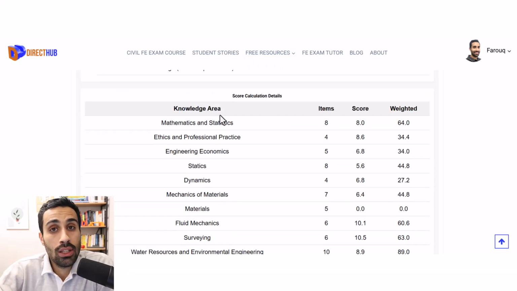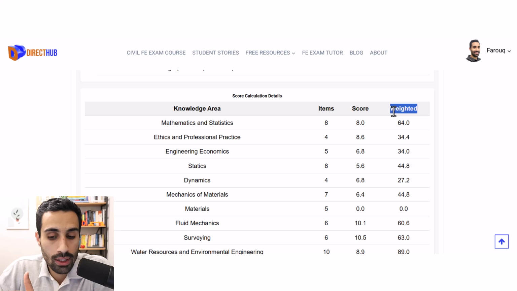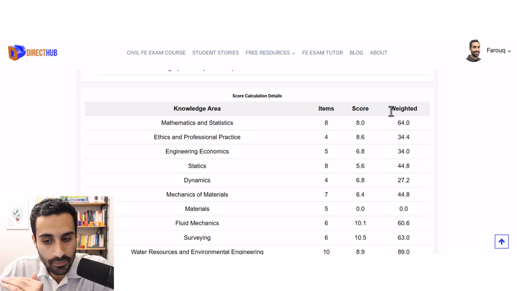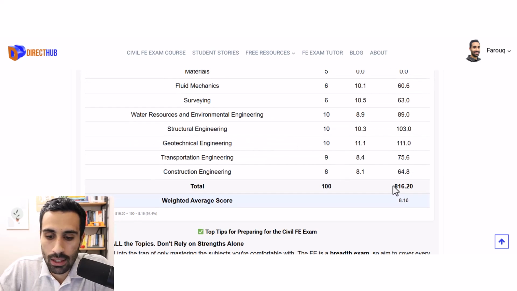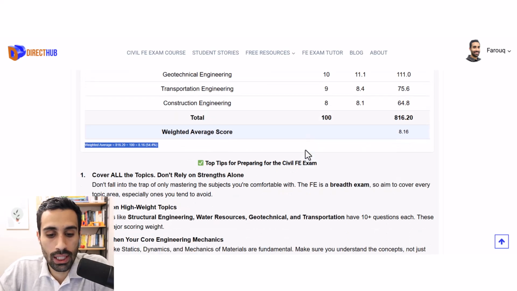If you're interested in how this was calculated, it is a weighted average score. Again, it accounts for the items, the number of questions. That's why the keyword weighted is there. So we get the weighted score for each knowledge area, in this case for the civil FE. Then we add this up together, and we get a number that is converted to a percent of 54.4%. Weighted average, here are the steps for the calculation.